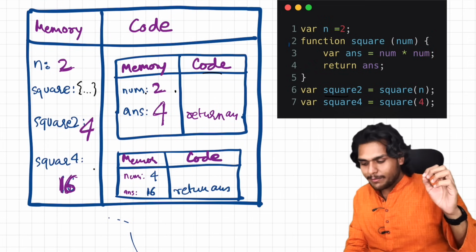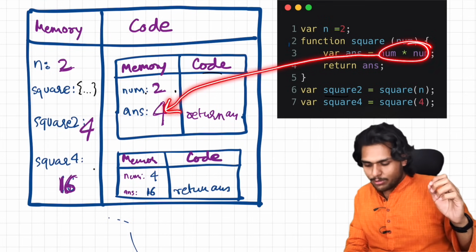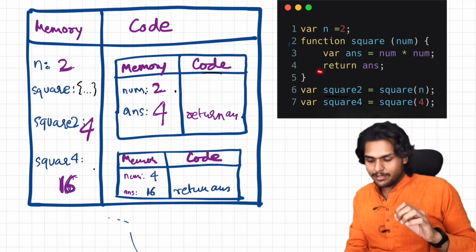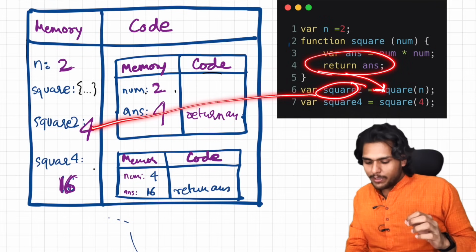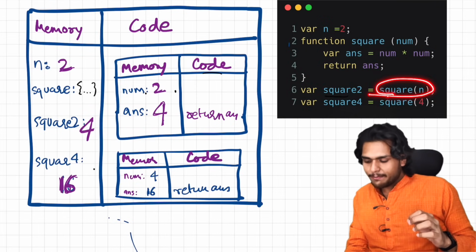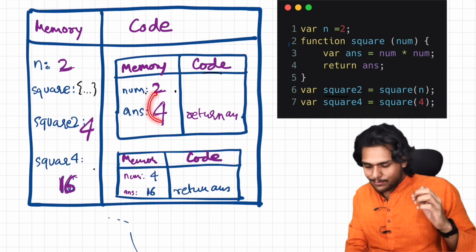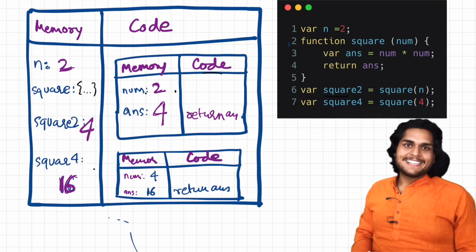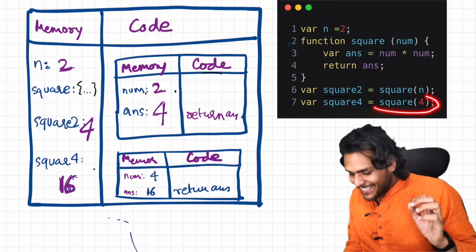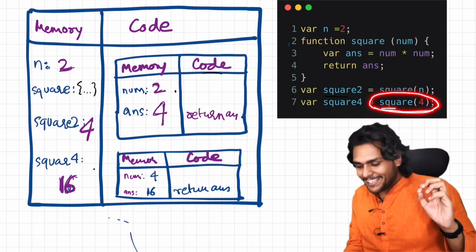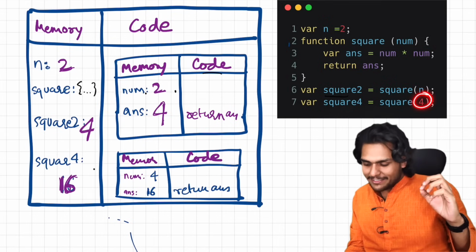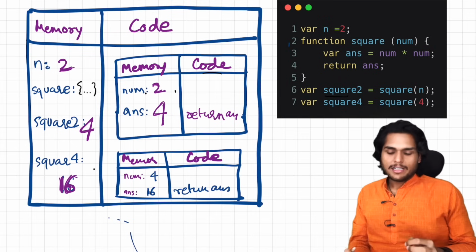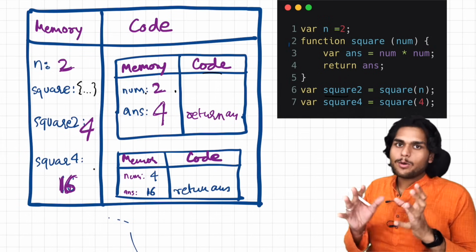The ans, num into num, is executed and stored in ans, and the return statement is executed. In the return statement, we take the control back over here to square2, and now square2 is populated with the new value coming from this function invocation, which was ans, and ans was 4, so square2 was 4. Similarly, it happens again in this function execution. A new execution context is created, the same cycle repeats, and that's how this function returns 16 over here, and square4 is 16. So that is how the whole thing works.